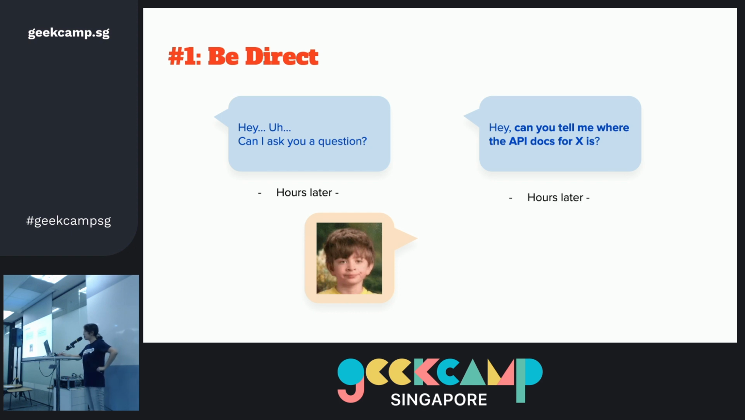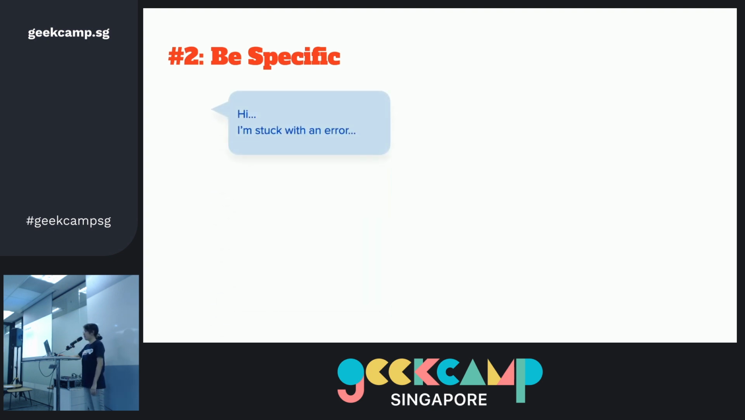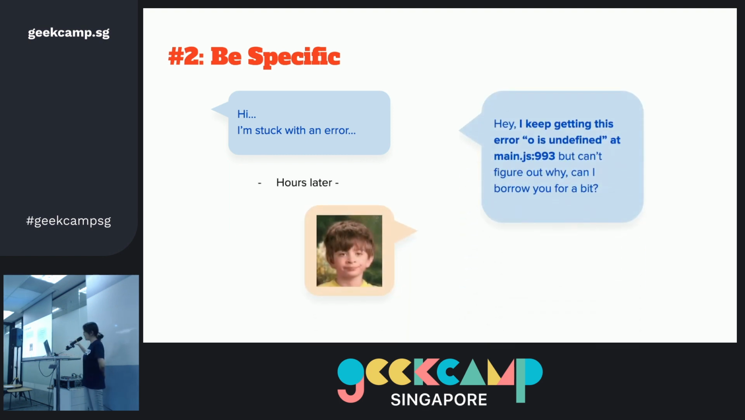Okay, so that's an example of how to be direct. Just ask the question. Now another thing is be specific. This one is also a common phrase that I see with fresh grad developers: hey, I'm stuck with an error. That's all they say. Hours later, voila. Can you just tell me what the error is?